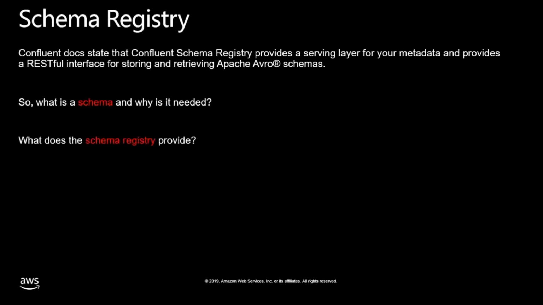Okay, next let's talk about Schema Registry. So Confluent docs state that the Confluent Schema Registry provides a serving layer for your metadata and provides a RESTful interface for storing and retrieving Apache Avro schemas. So what is a schema and why is it needed? When sending messages to Kafka, producers need to serialize the message into bytes, and in turn, the consumers need to deserialize the messages when reading.